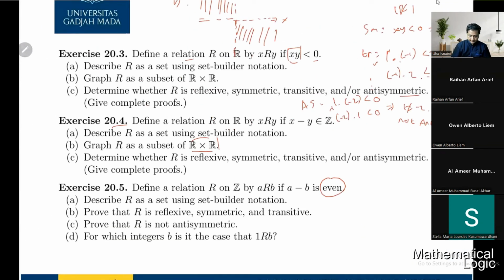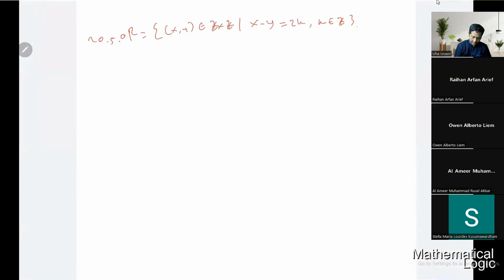Okay. And we want to prove that R is reflexive, symmetric, and transitive. So just try. Reflexive. Is it correct? Yeah, it should be correct, right? Because for every x in Z, we have x minus x is equal to 0, which is 2 times 0. So this one is an even integer, right? So this one is true.